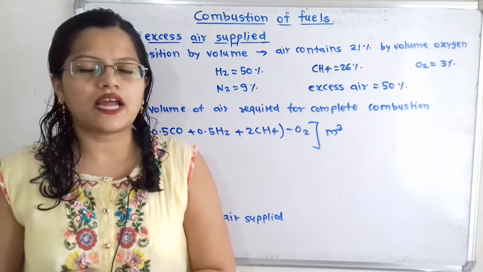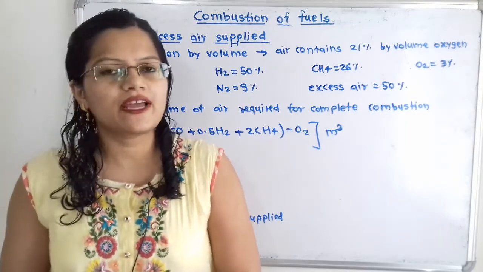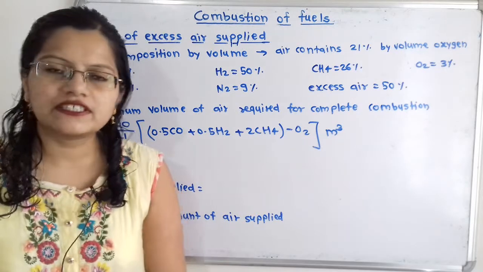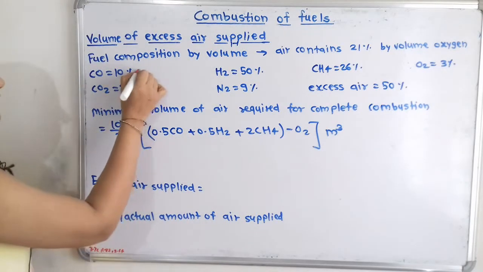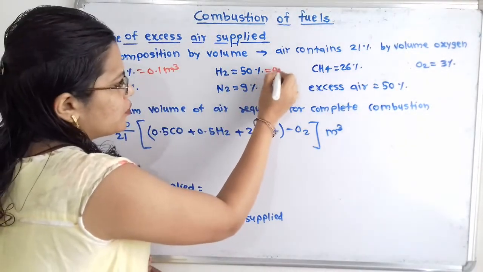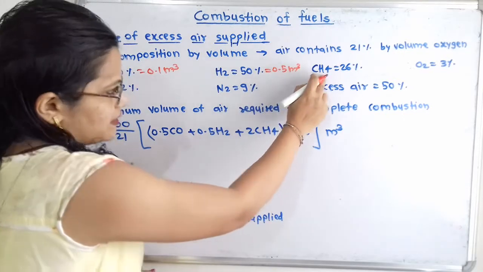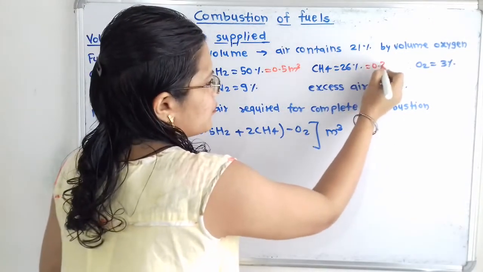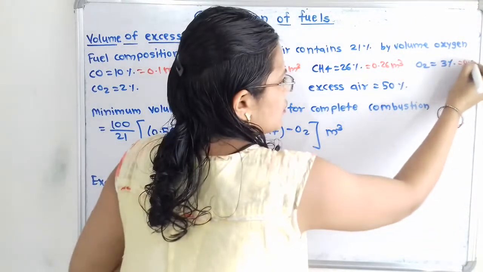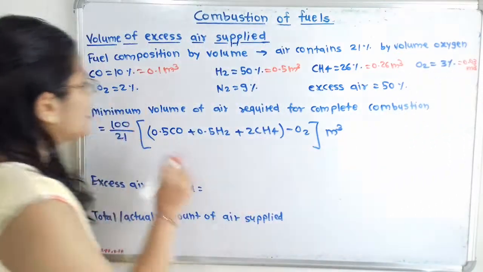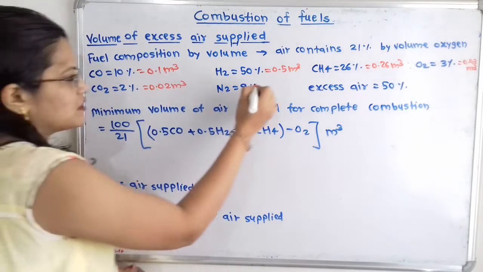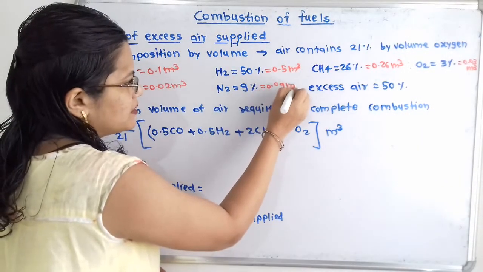Let us first understand the given data. Here the fuel composition by volume is given. CO, that is carbon monoxide, is 10%, that is 10 by 100, which is equal to 0.1 meter cube. Then hydrogen is 50%, so 0.5 meter cube. Methane, that is CH4, is 26%, that is 0.26 meter cube. Then oxygen is 3%, which is 0.03 meter cube. Then carbon dioxide is 2%, that is 0.02 meter cube. Nitrogen is 9%, that is 0.09 meter cube.